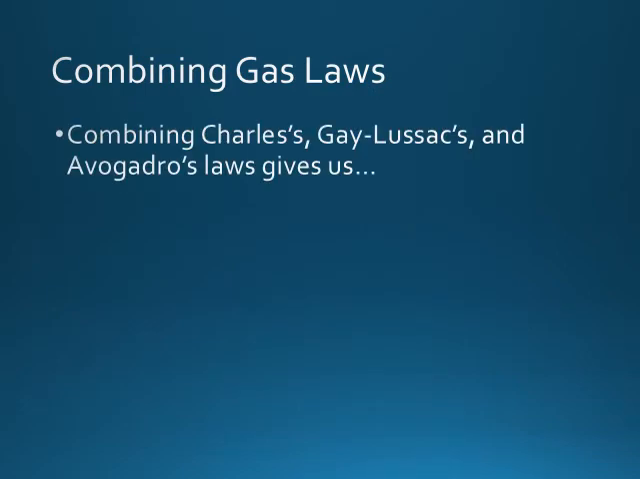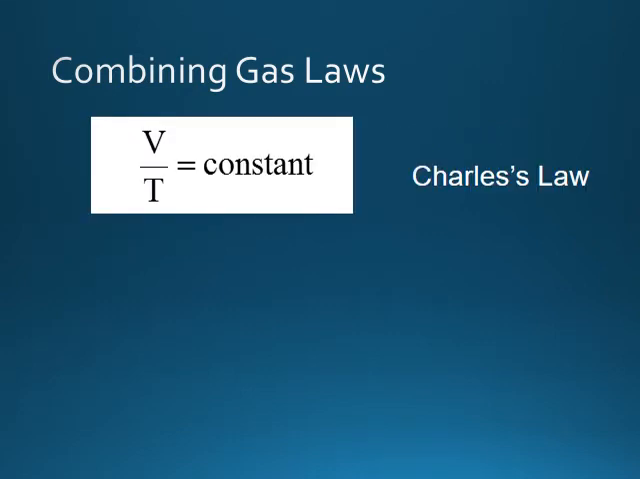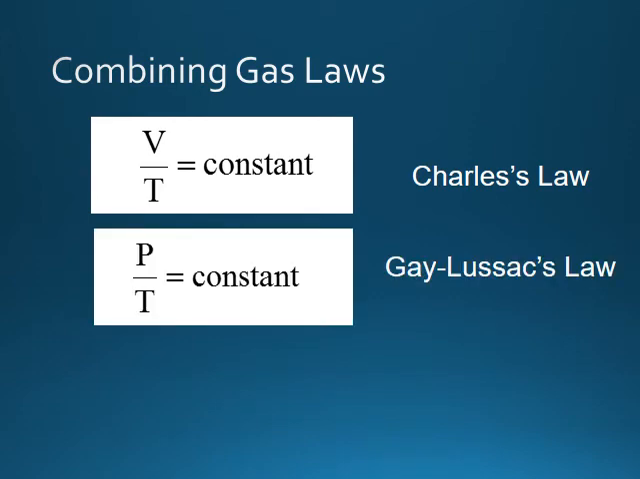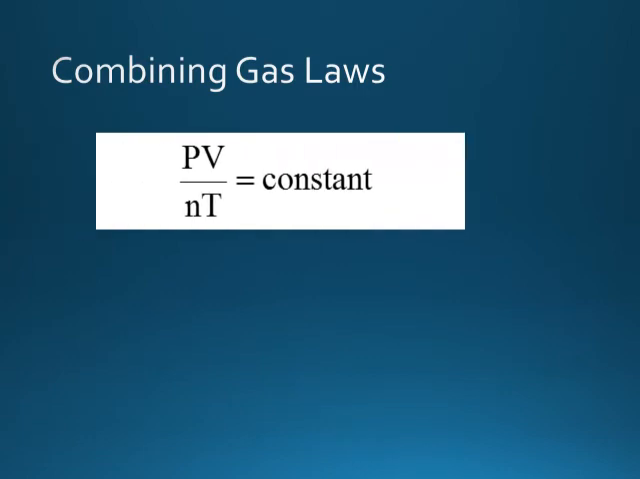Now we'll combine the gas laws. If we combine Charles, Gay-Lussac, and Avogadro's law, we get the ideal gas law. Let's look at that now. Charles' law, volume over temperature a constant. Gay-Lussac, pressure over temperature a constant. Avogadro's, volume over number of gas molecules, is a constant. Those all come together to give us pressure times volume over number of molecules times temperature equals a constant.